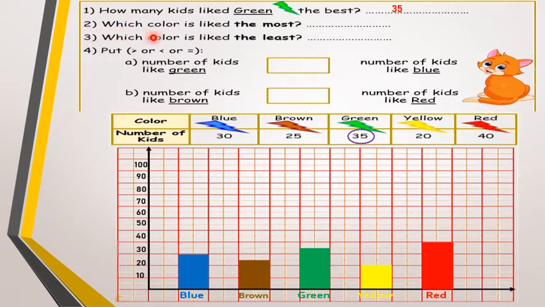So which color is like the most? The most represents the highest column. Which column here is the highest? As you can see, the red is the highest column. So red is like the most.